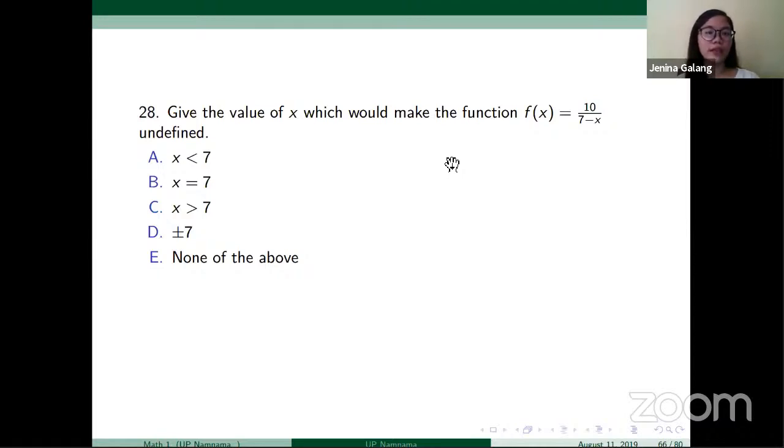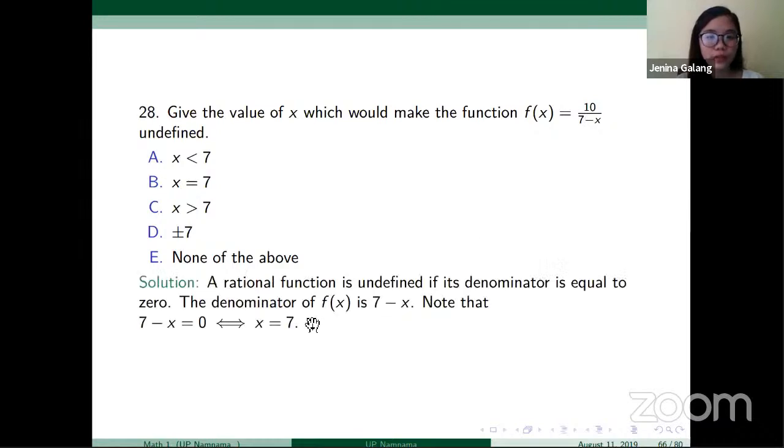So, number 28, give the value of x which would make the function undefined. So, para maging undefined tong function na to, dapat yung denominator natin is equal to 0. So, equate natin yung denominator natin to 0. So, we have 7 minus x equals 0. And transpose, we have x equals 7. So, para maging undefined tong function natin, x should be equal to 7.